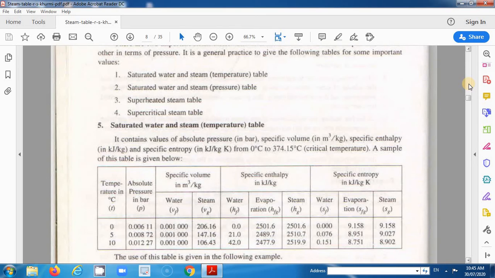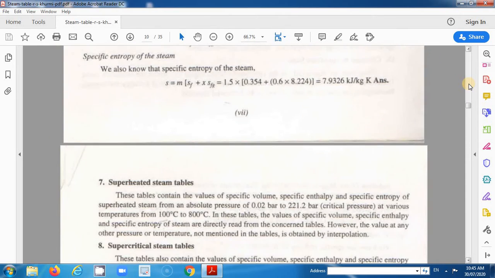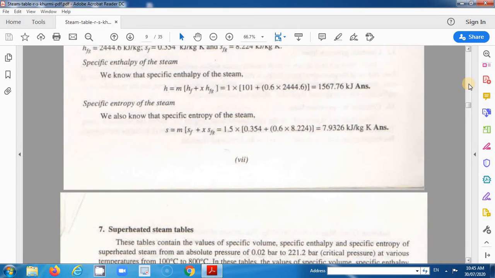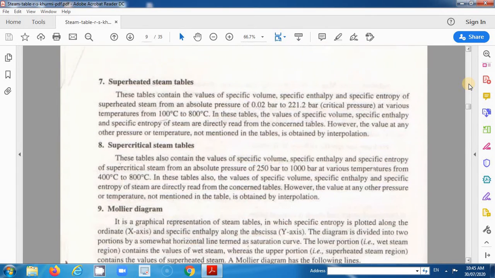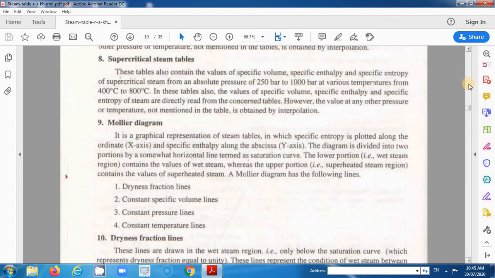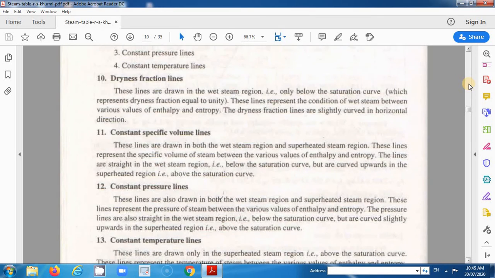A sample of this steam table is given here. Now first we see what the steam tables are. Next is the superheated steam table, and the supercritical steam table is not useful. One more important point is the Mollier diagram. We will see the Mollier diagram in the next or some other lecture.